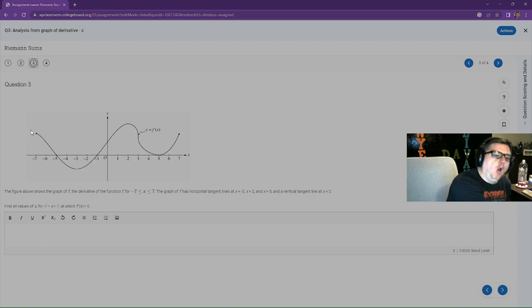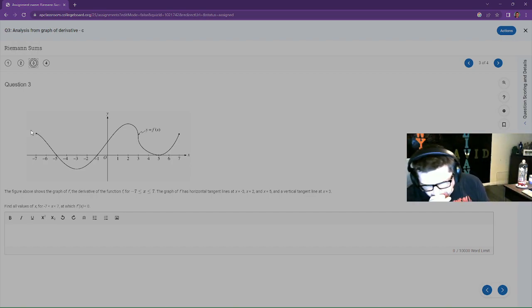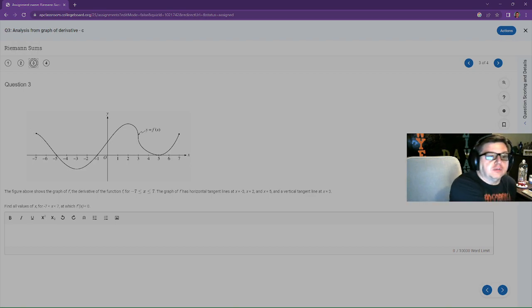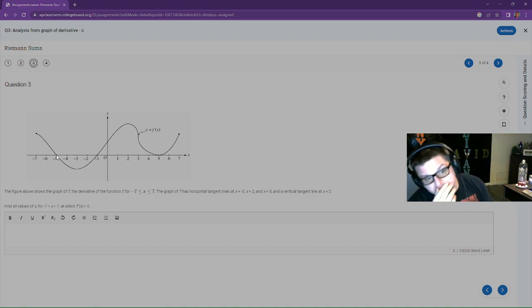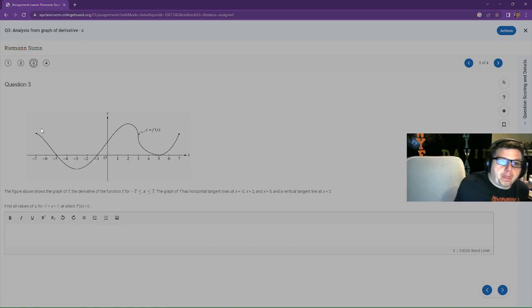When looking at graphs like this, if this was, let's say, the original graph, we would know that the original graph was decreasing from -7 all the way to -3. And then here is a 0. So that could be a potential max or min. And that's how you start to read this.